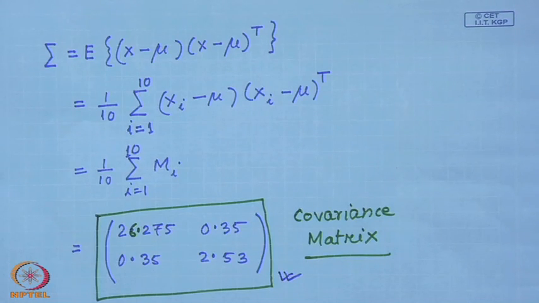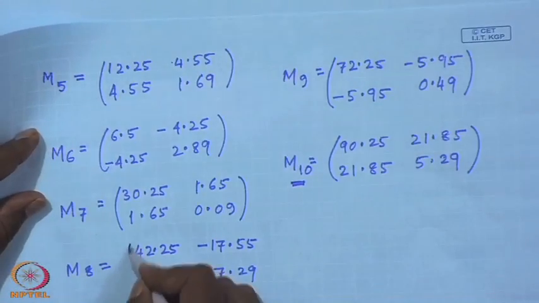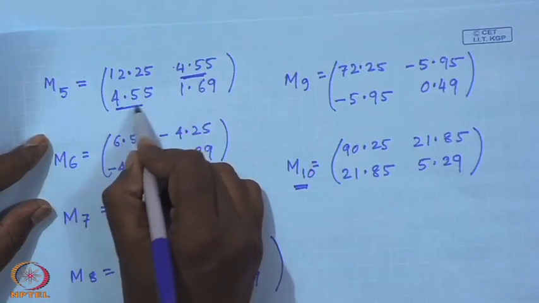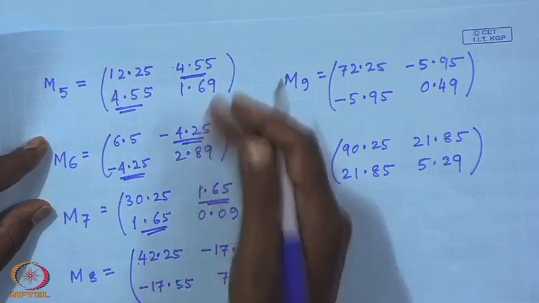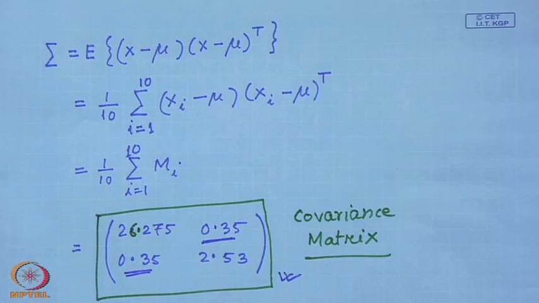Now, you note an interesting point over here. In all the matrices that we have computed, starting from M 1 to M 10, you find that element 1 2 and element 2 1 are the same. And obviously in the covariance matrix also, element 1 2 and element 2 1 are the same, because this is the covariance between the first element and the second element, x 1 and x 2. So, these two elements have to be the same.